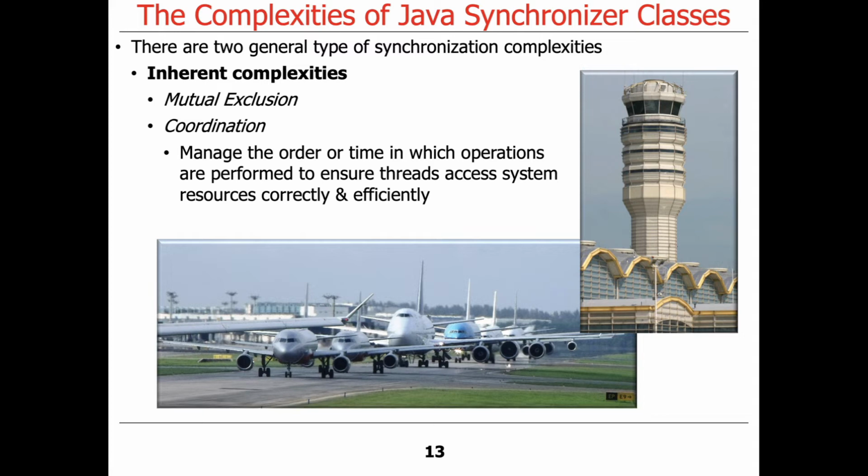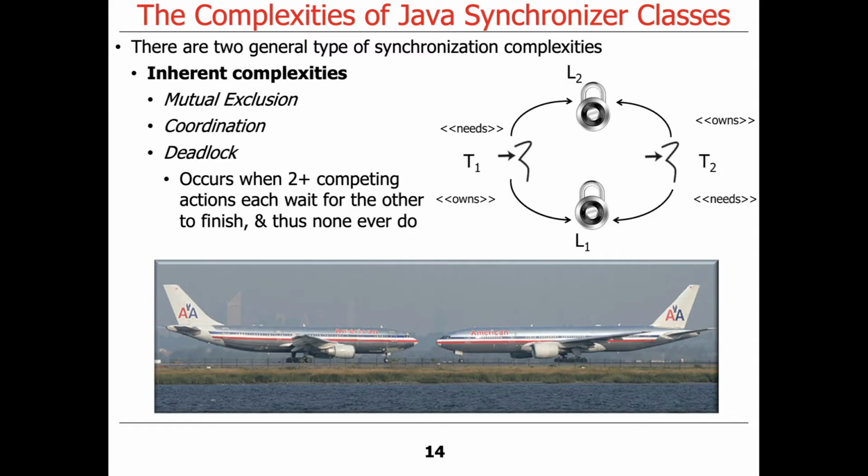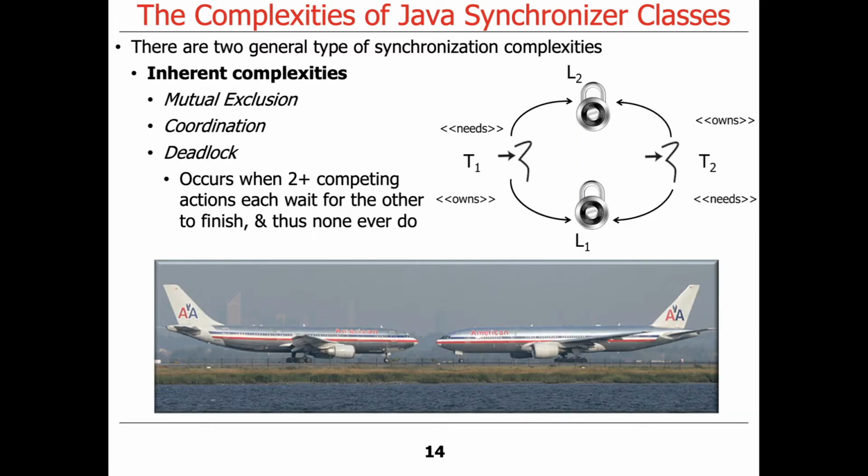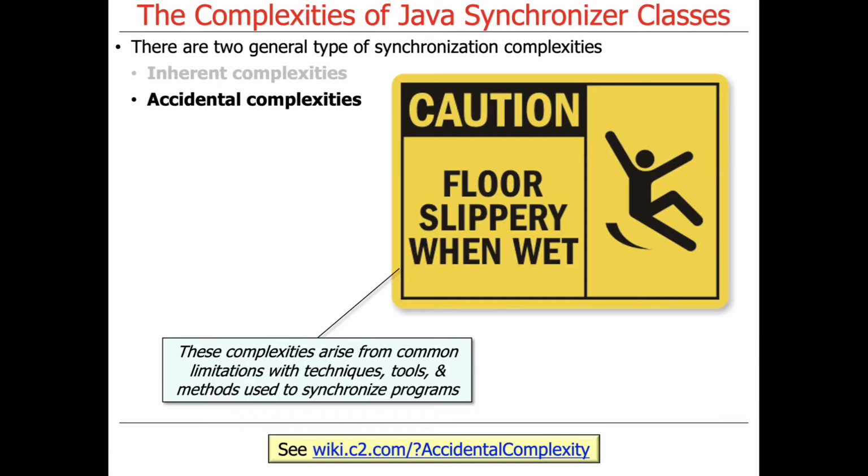And that's an example of coordination, which, by the way, is having a hard time these days for a variety of reasons in our air traffic management system. And yet a third type of complexity is deadlock, which occurs when two or more competing actions wait for the other to finish and none ever do. So you end up in a standoff situation where different threads own different resources and they're stubborn and won't give them up to anybody else. So those are inherent complexities.